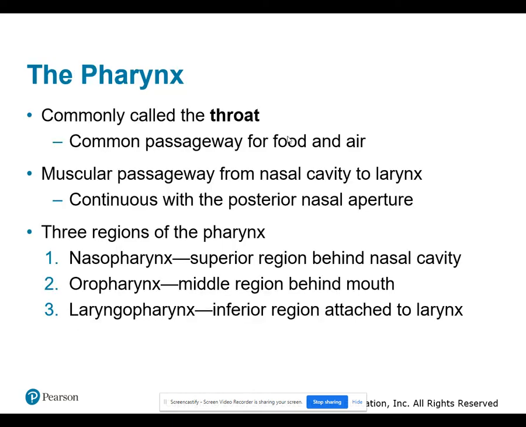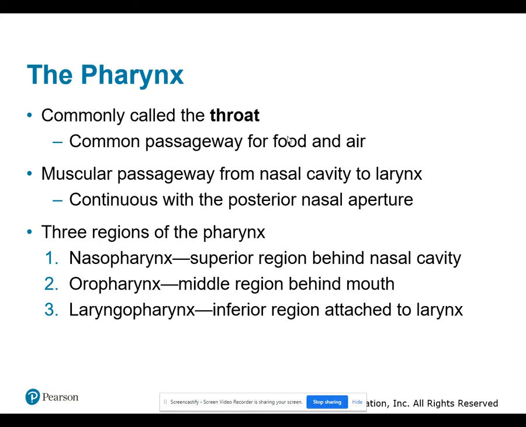If we want to go on, we can talk about the pharynx. Now, this is commonly called your throat. This is the passageway that food and air take to get to their final destination. This is a muscular passageway from your nose down to your larynx. So your larynx, again, we're going to talk about coming up, that's your voice box.